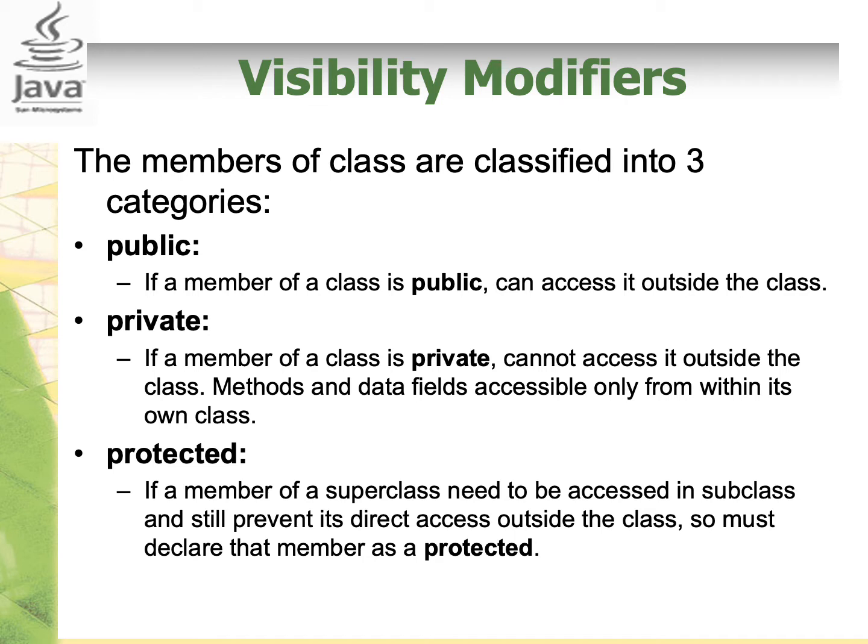For protected, if a member of a superclass needs to be accessed in a subclass, meaning that it is within the same package, and still prevent its direct access from outside the class, it must be declared as protected. When we do not write anything, that means that it is the default type. This is for the method and data members or fields. The keyword default is not written when assigning default accessibility.